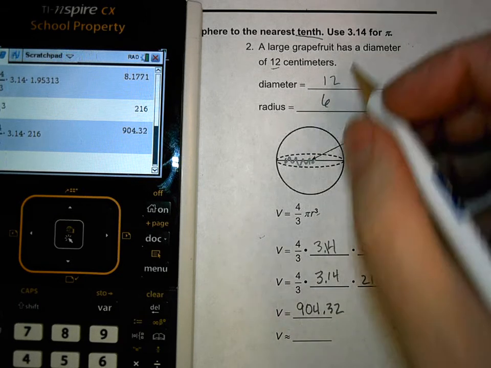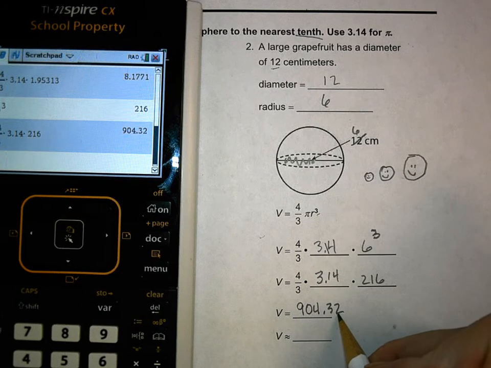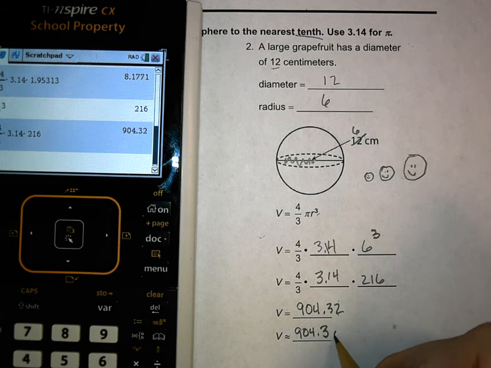904.32, and to the nearest tenth, this is not 5 or bigger, so it doesn't do anything. It just drops off. 904.3 centimeters cubed. Yum.